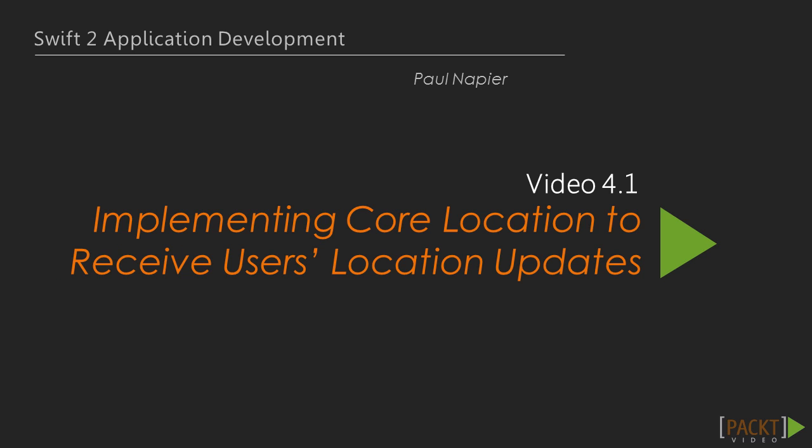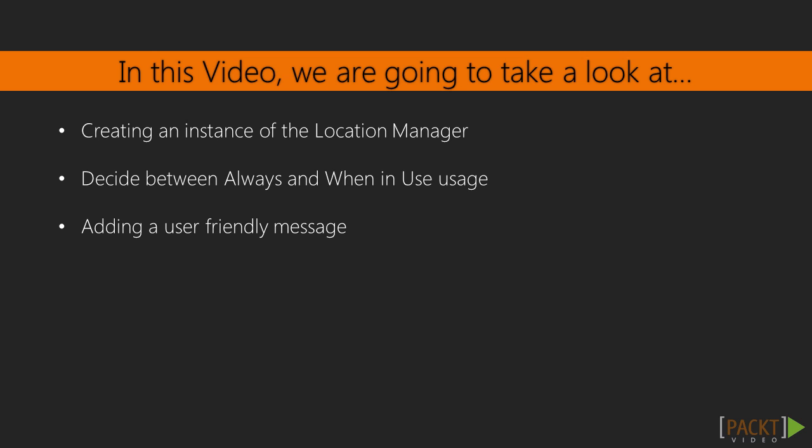So in the previous section, we looked at how we can get data into Core Data. And now we're going to work with another framework called Core Location, so we can retrieve our user's location. So in this video, at first we're going to start by creating an instance of LocationManager through Core Location. And then we'll make a decision between using always and when in use usage for updating that location, and how we can display a user-friendly message to our users.